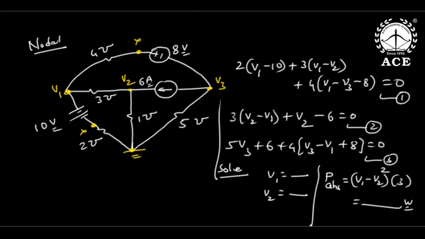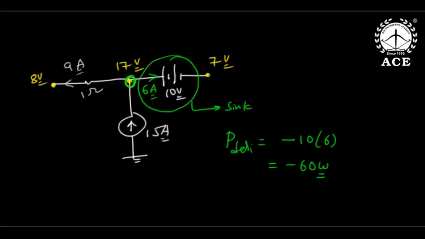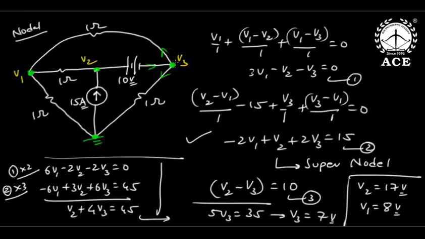Shiva, what is your doubt? Sir, here why can't we ground that V3 node instead of going for a supernode? You can, absolutely true. If you ground V3, you can take this as V1, V2, V3, then you can apply KCL here. The answer will come the same, nothing wrong.